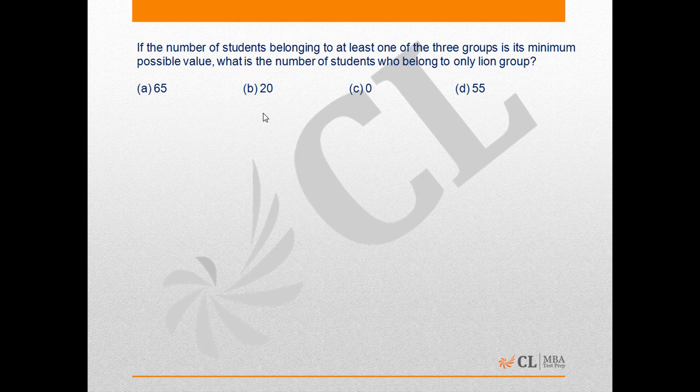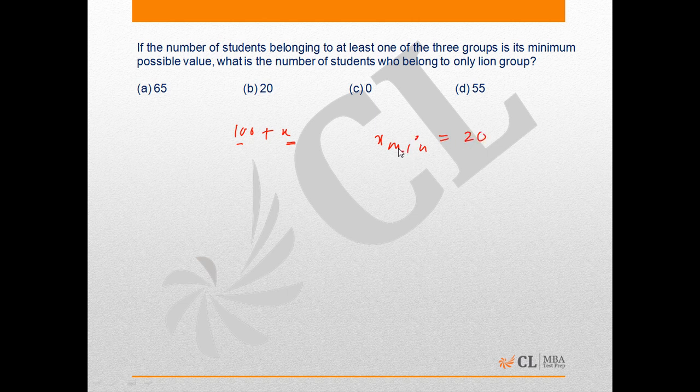In next question, it is given that if the number of students belonging to at least one of the three groups is its minimum possible value, what is the number of students who belong to only lion group? Here the number of students belonging to at least one group is obtained by adding all the figures given in the Venn diagram, and this comes out to be 100 plus X that we computed for question number first of this set as well. And it is given that this quantity is minimum. It will be minimum only when X is minimum, and we know that minimum value of X is 20.